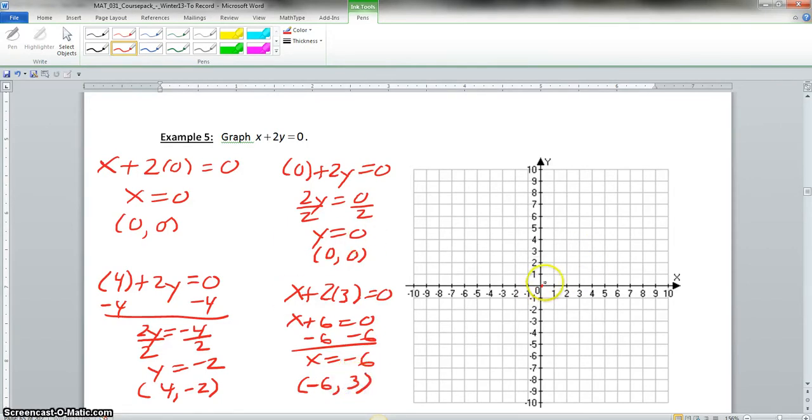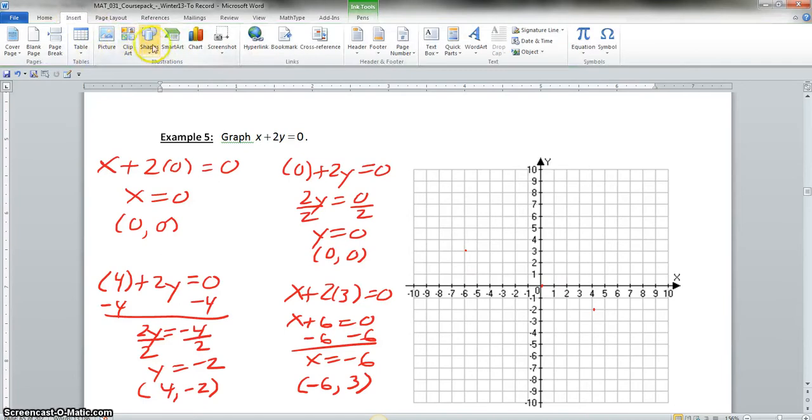So now we graph this. We already graphed the 0, 0. Now we come to 4, negative 2. We go 4 on the x-axis, and we go 2 up here. Oh, actually, no, that's incorrect. We were supposed to do 4, negative 2. So with 4, negative 2, we go 4 on the x-axis, and then we go down 2. Next, we have negative 6, 3. So now we go to the left 6, which is negative 6, and then we go up 3, which is here. Now we need to graph this line.